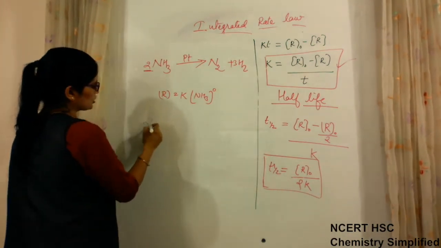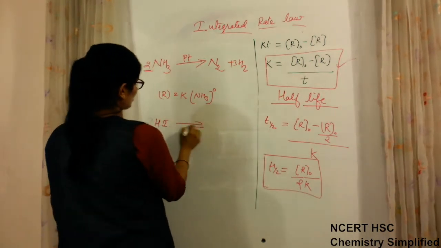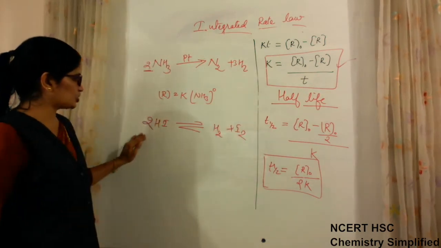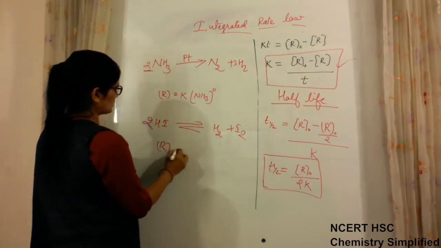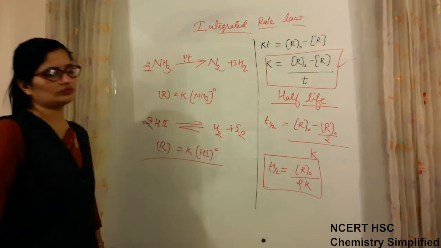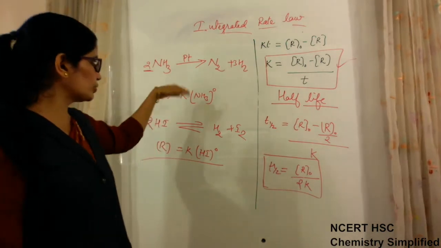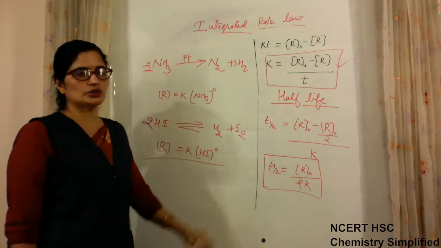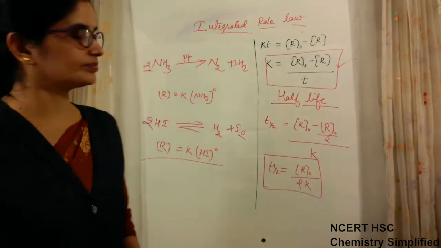Then the second example is 2HI, decomposition of HI again to give H2 plus I2. Again, the reaction has molecularity 2 but its order is 0. Rate is K HI raised to power 0. So these two are common examples of your syllabus where you have to remember that decomposition of ammonia and decomposition of HI are examples of 0 order reactions.